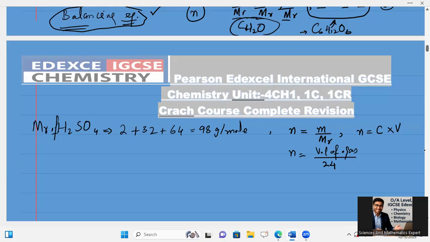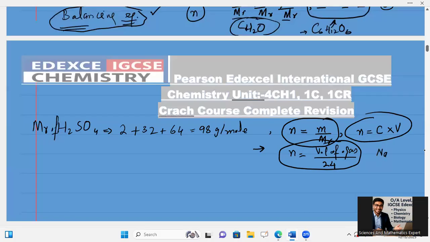Remember that you will have to keep all these three formulas in your mind to solve for the number of moles. And if you are going to calculate the number of molecules, then use Avogadro's number, that is 6.022 multiplied by 10 raised to power 23 atoms, relative to the relative atomic mass.